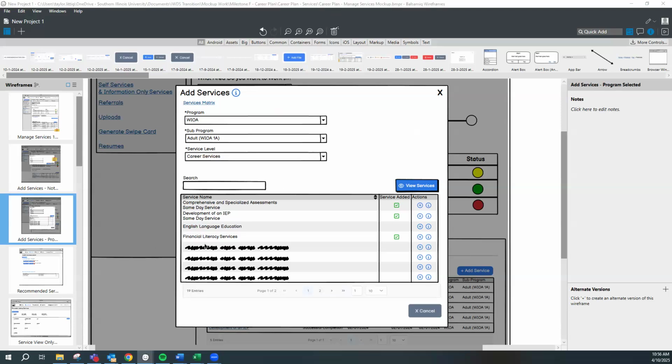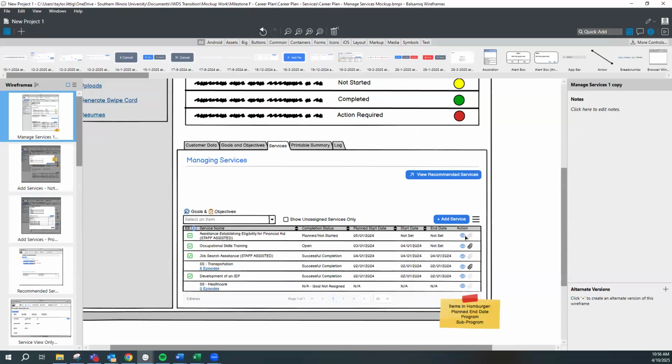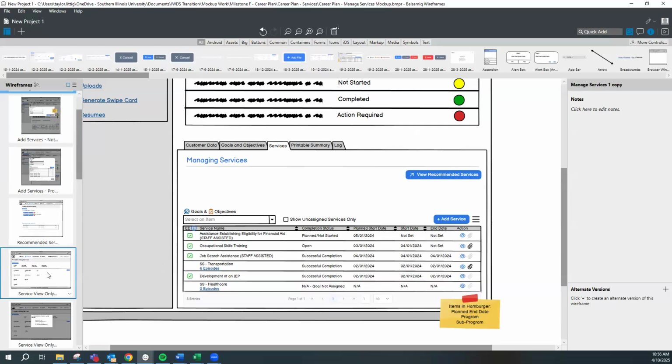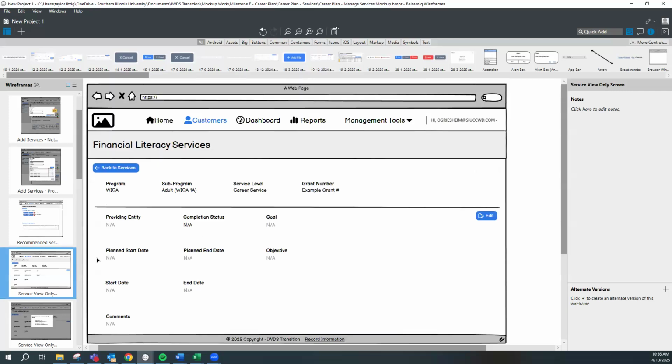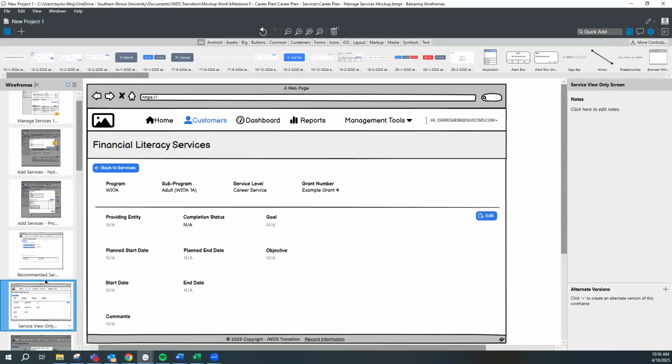Okay, so once you have your services added to your career plan and you're ready to view services and edit services, you're going to click on this little eye icon, which is your view, and it's going to bring you to your view only page. So when you come to your view only page, we've got a couple of different examples here. So this is a view only of a non-same day service that does not have service episodes.